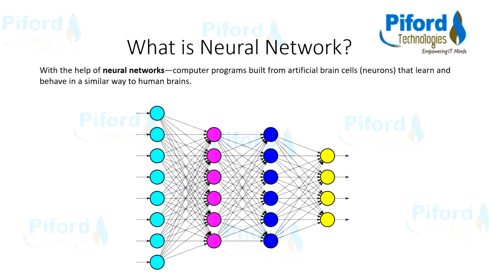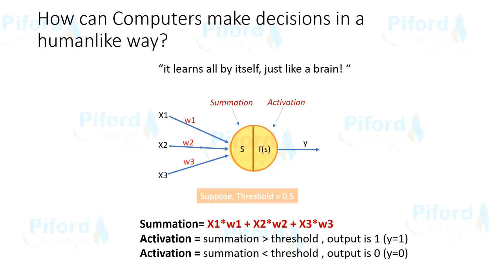In my video today, I'll talk about what neural networks are and how they work. Neural networks are used to write deep learning algorithms, and deep learning is a subset of artificial intelligence. The basic idea behind artificial intelligence is to make computers behave in a similar way to human brains. Now the question is, how can a computer make decisions in a human-like way?